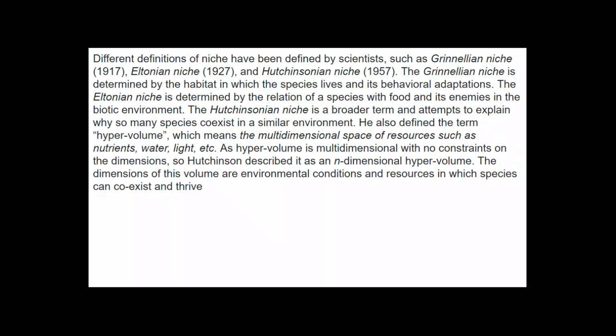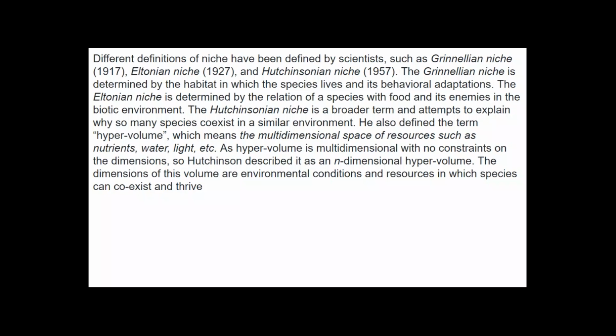And different definitions of the niche have been defined by scientists, such as the Grinnellian niche, the Eltonian niche, the Hutchinsonian niche. The Grinnellian niche is determined by the habitat in which a species lives and its behavioural adaptations. The Eltonian niche is determined by the relation of a species with food and its enemies in the biotic environment, and the Hutchinsonian niche is a broader term and attempts to explain why so many species coexist in a similar environment.